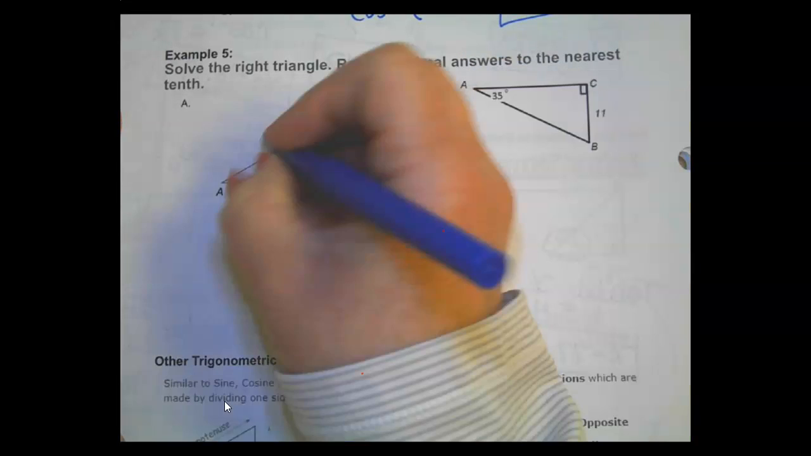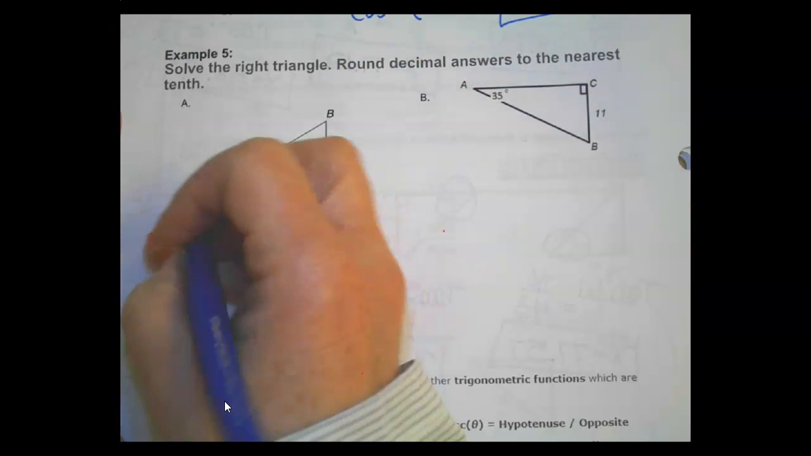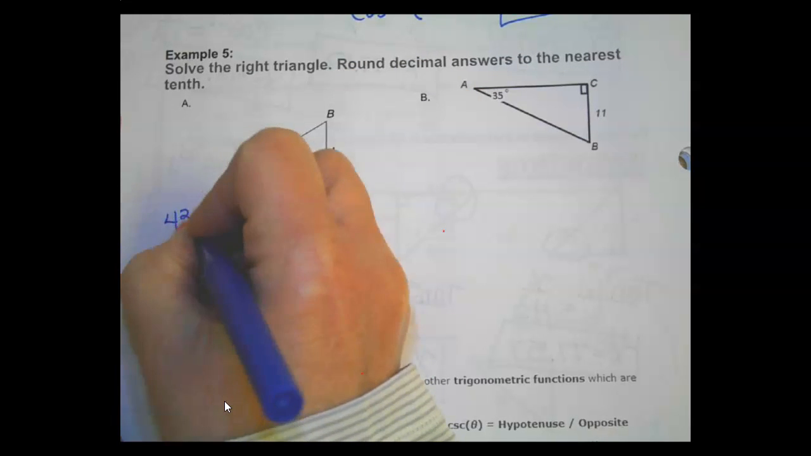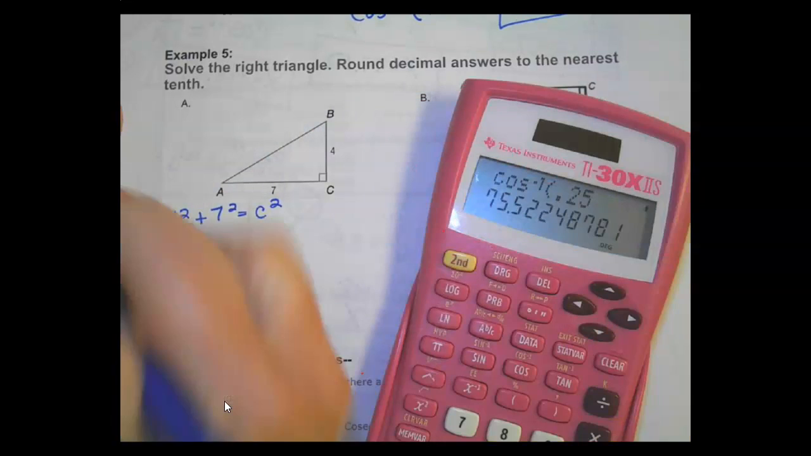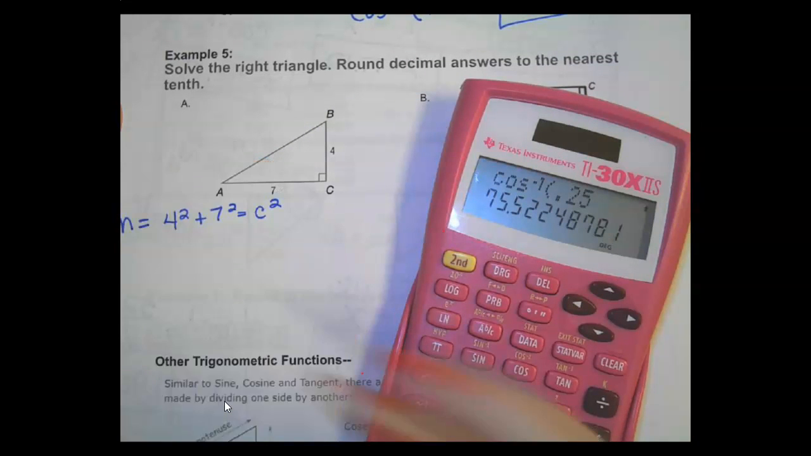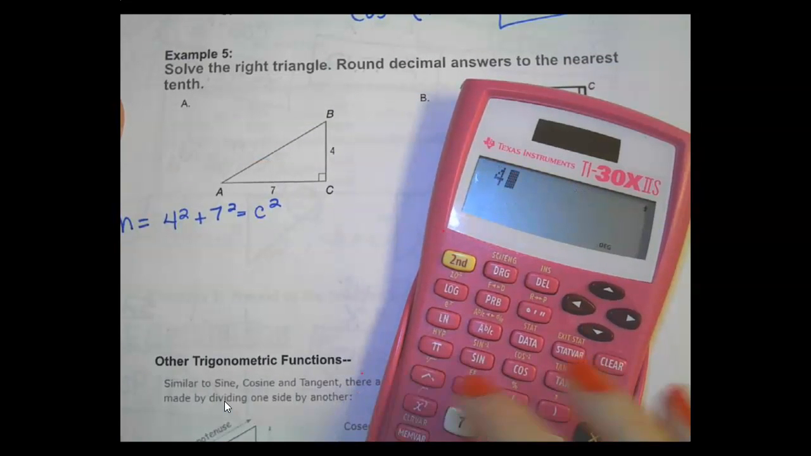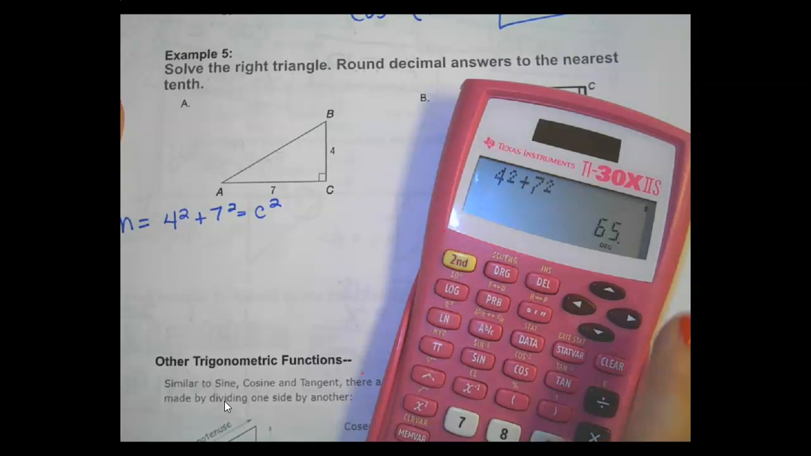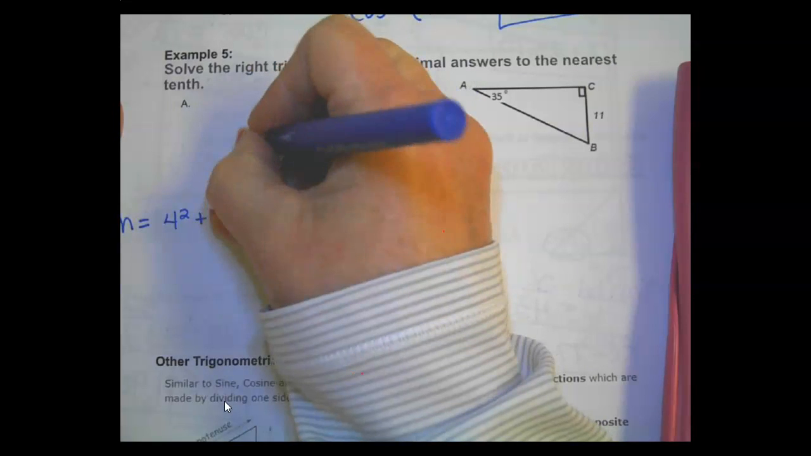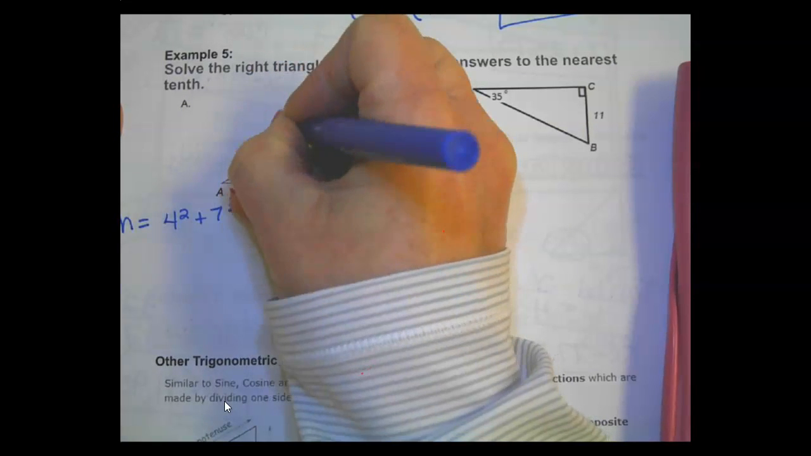So how can we find out what this side is? Pythagorean theorem, 4 squared plus 7 squared equals c squared. We need to find that hypotenuse. 4 squared plus 7 squared, square root of 65, or 8.1.